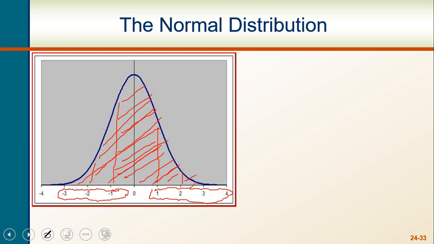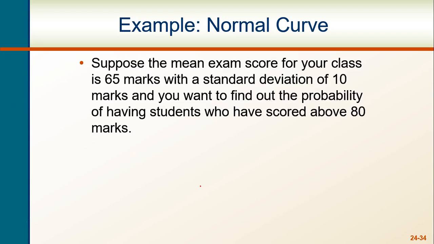Right. To get a feel of how we can use a normal distribution, because we are going to need it when we solve the Black-Scholes option pricing questions, to get a feel of what we need to do when we get there, let's take up a simple sample problem. Suppose the mean exam score for your class is 65 marks with a standard deviation of 10 marks, and you want to find out the probability of having students who have scored above 80 marks.